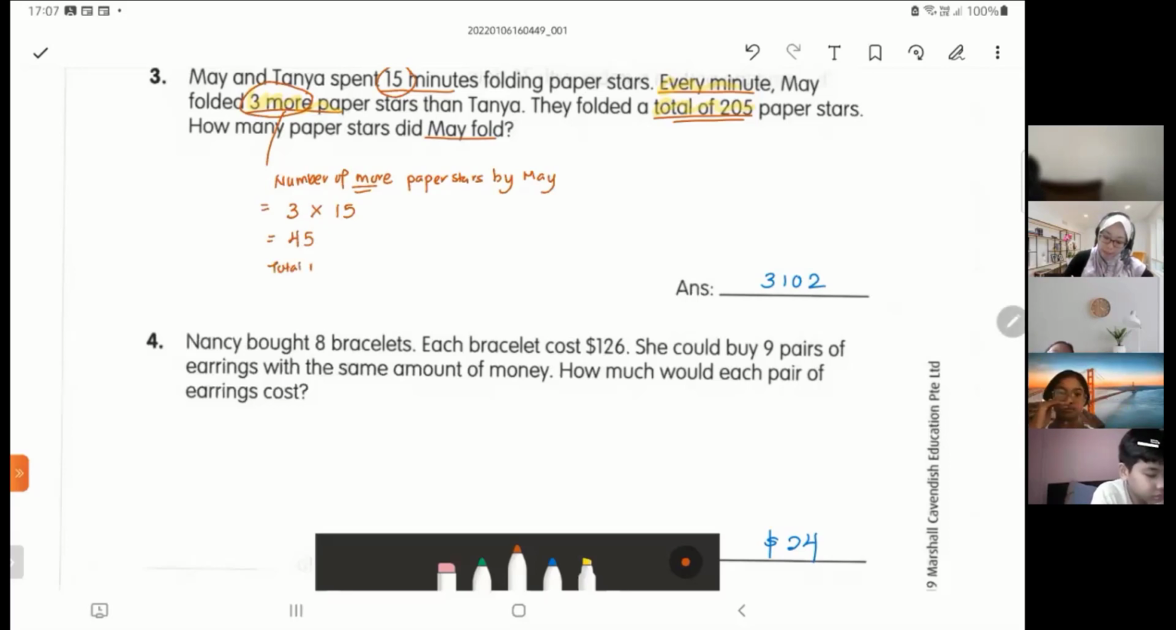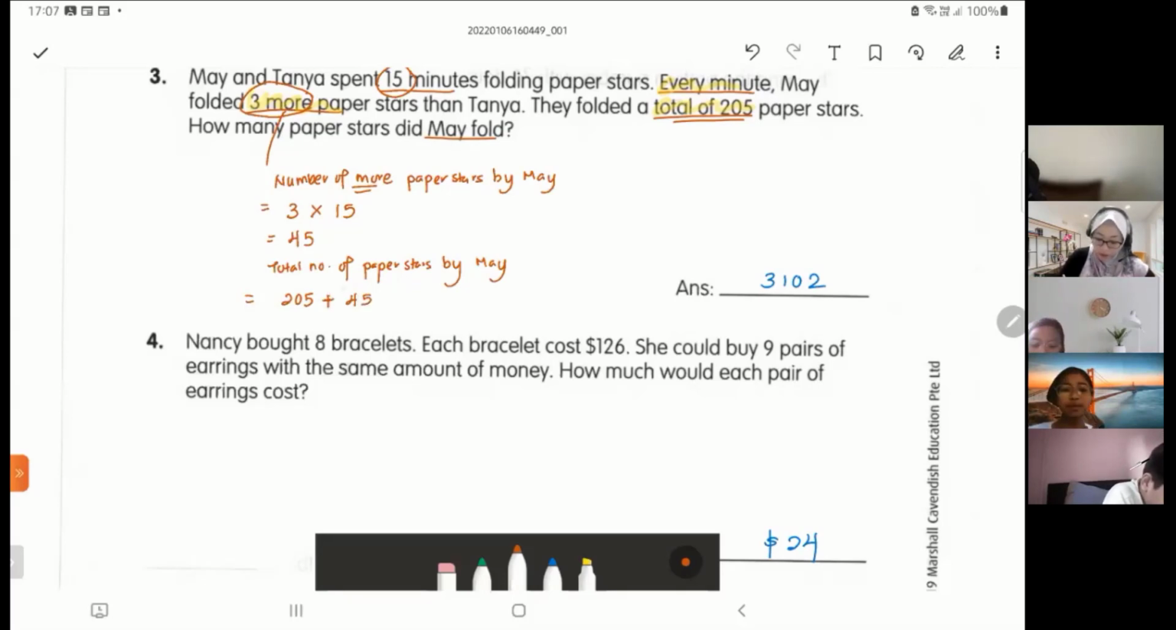Total number of paper stars by May equals, so we have 205, our total. I actually divide it by 45.